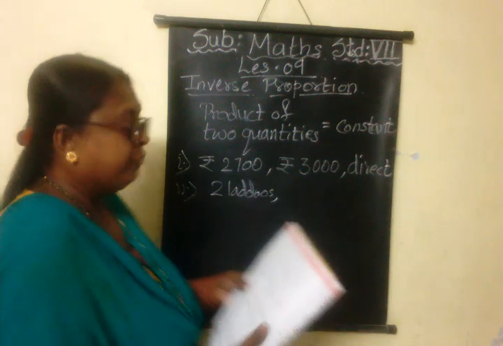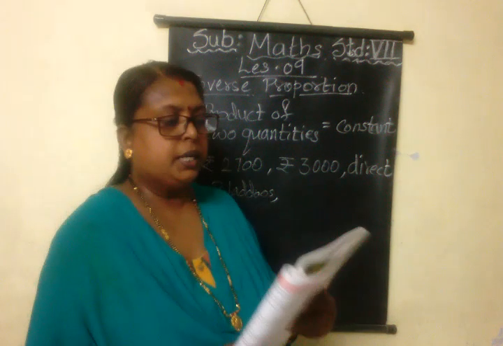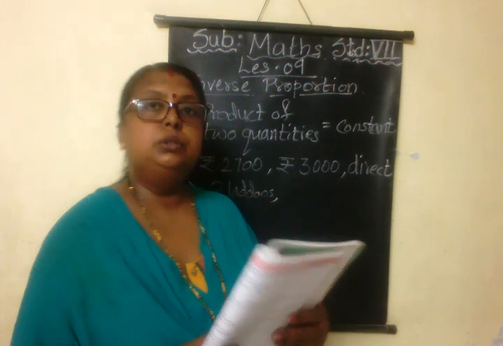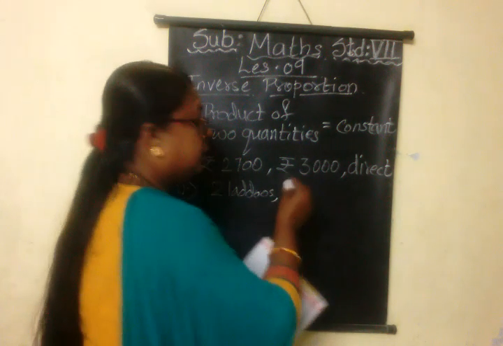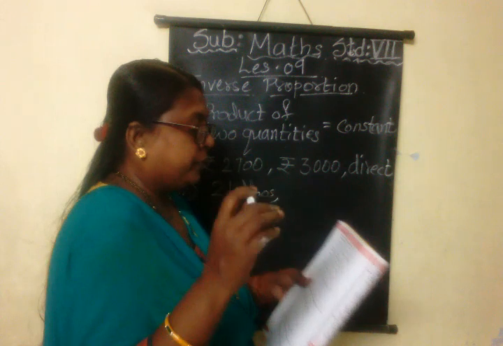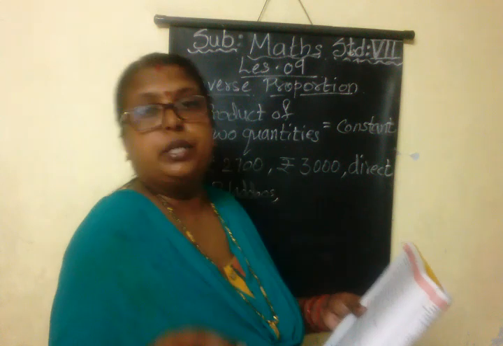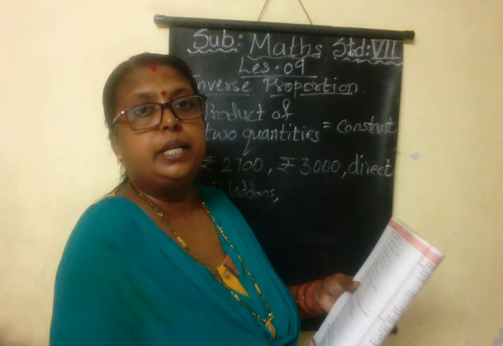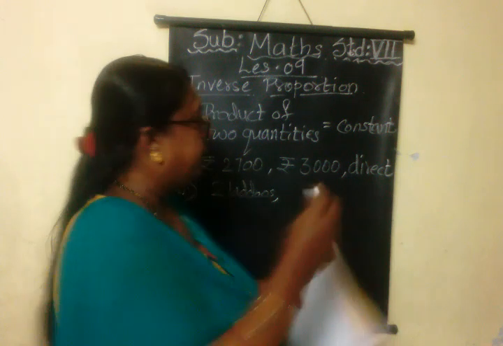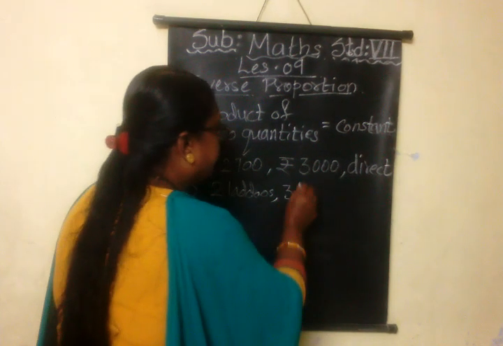Okay, if 30 students go for a picnic, each will get how many laddus? Sorry, 30 students are going and 90 laddus are there. So 30 times how many is 90? 30 threes are 90. So 3 laddus each will get.